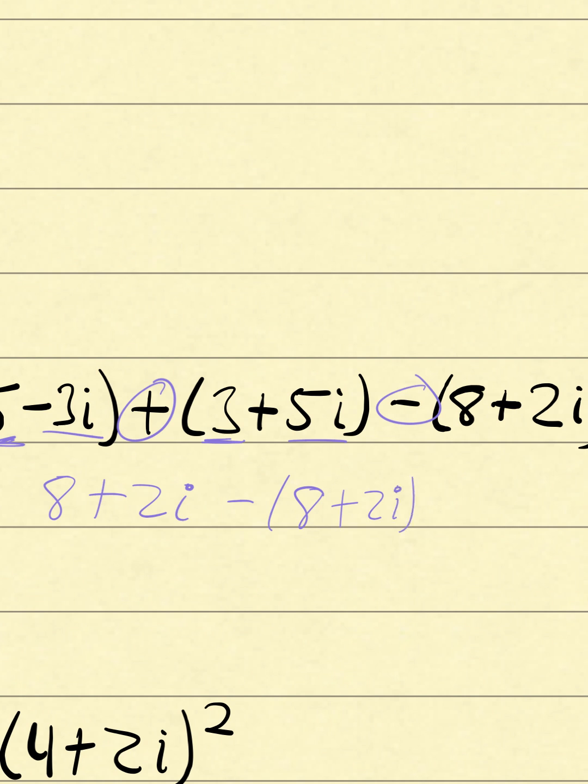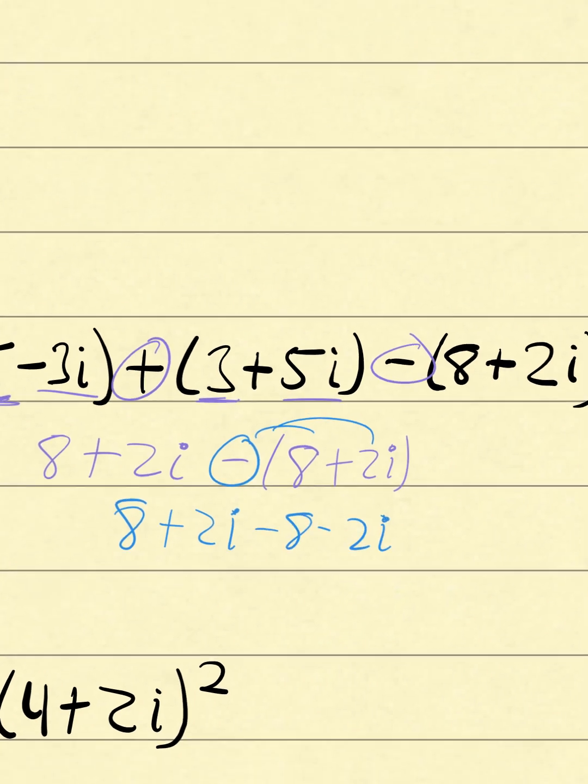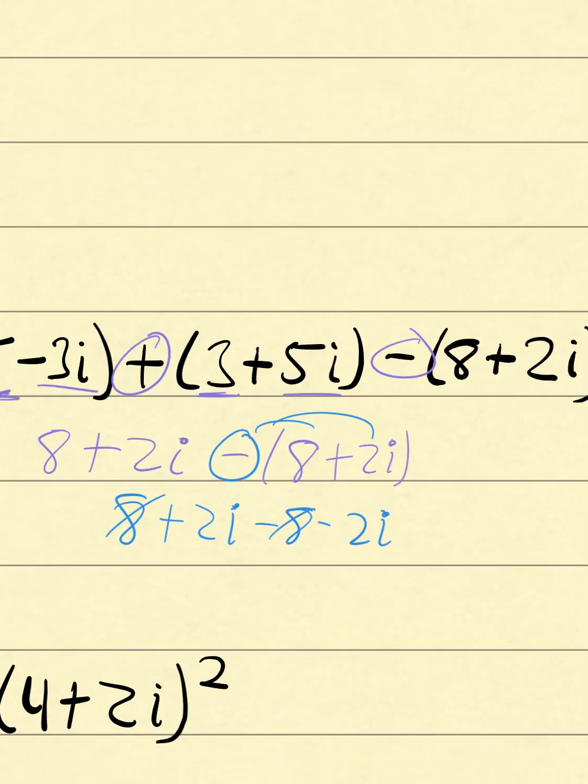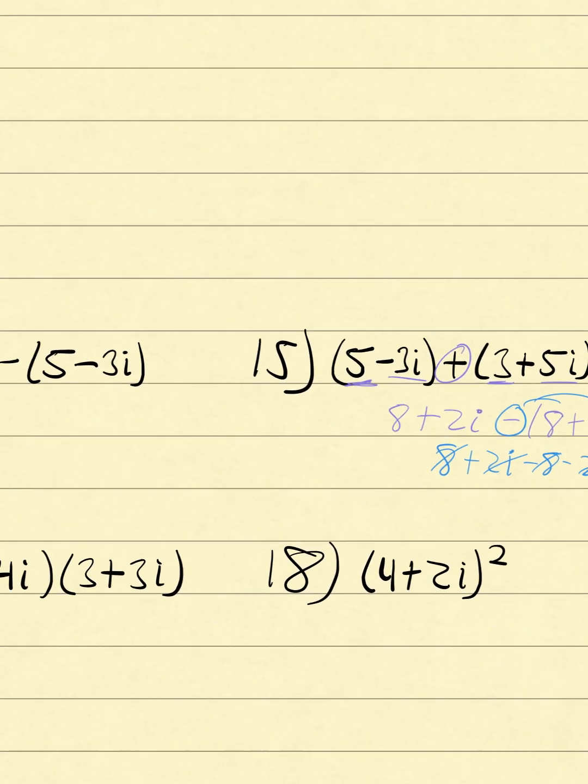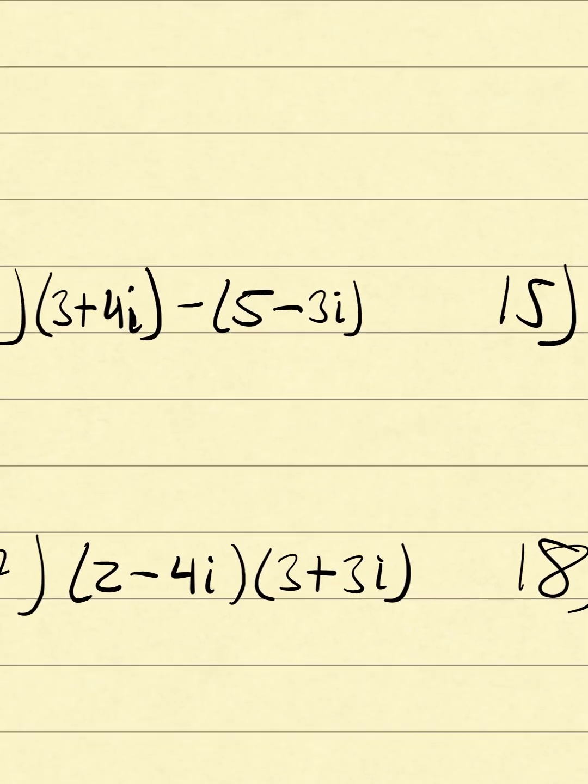And maybe you see what happens already. This minus is going to change the sign of everything on the inside, so we get 8 plus 2i minus 8 minus 2i. And 8 minus 8 goes away. 2i minus 2i also goes away. This whole thing is equal to 0. All right, let's keep going. Let's try number 17 now.